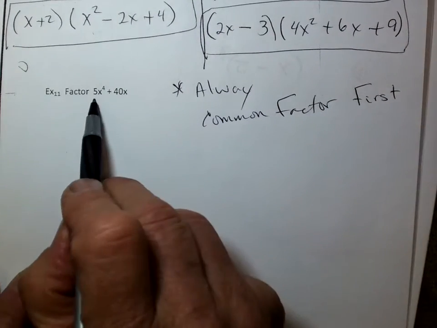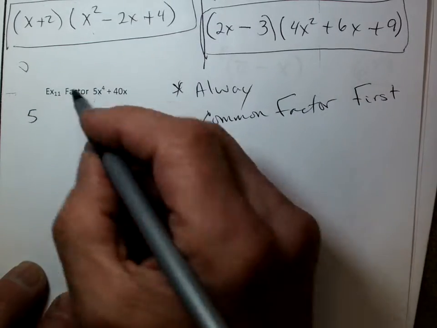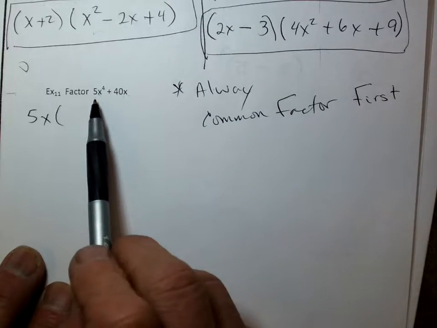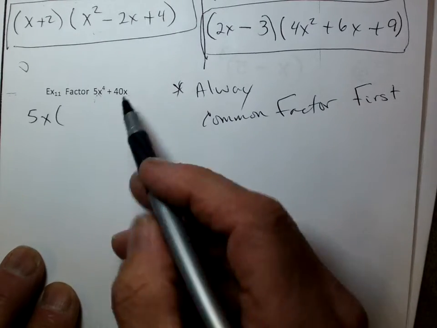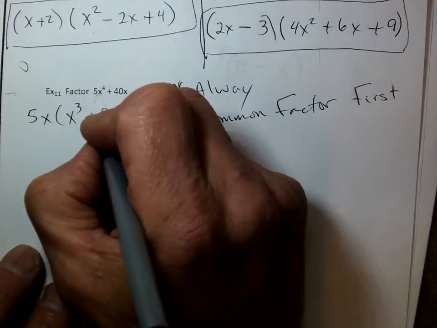They both have a common multiple of 5, and they both have an x in common, okay? So if I common factor a 5x out of both terms, I'd have an x cubed plus 8.